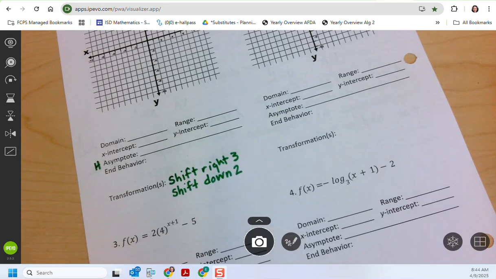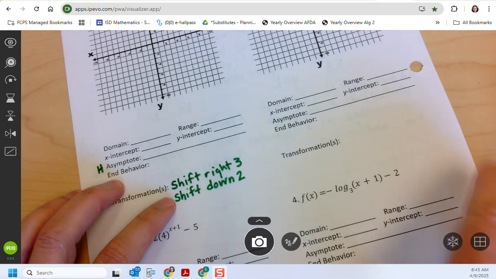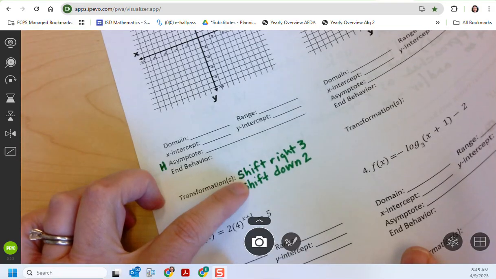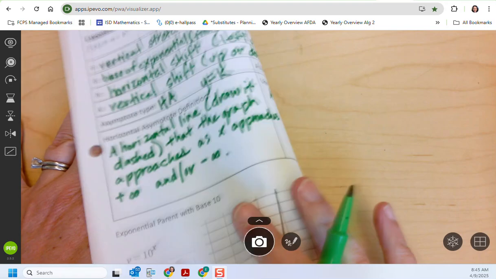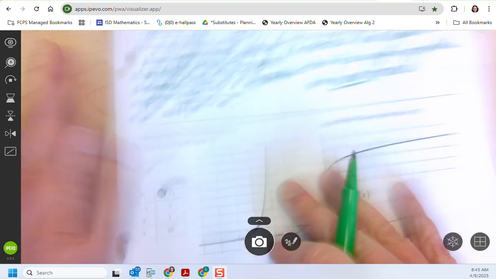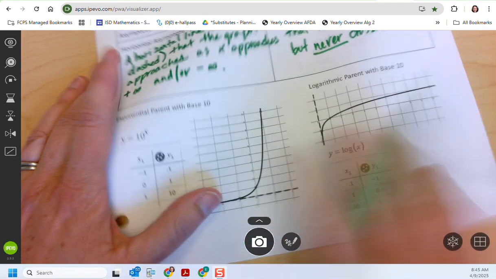All right, so even if I didn't have a graphing calculator, I could take the points from my parent function here, and I could shift them right 3 and down 2, and I would have my new graph. So that's very possible. It would involve a little bit of flipping, but that's fair. That's not a problem.